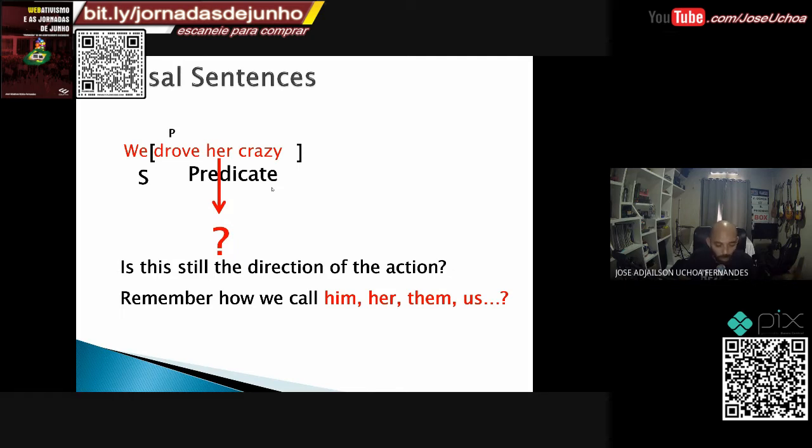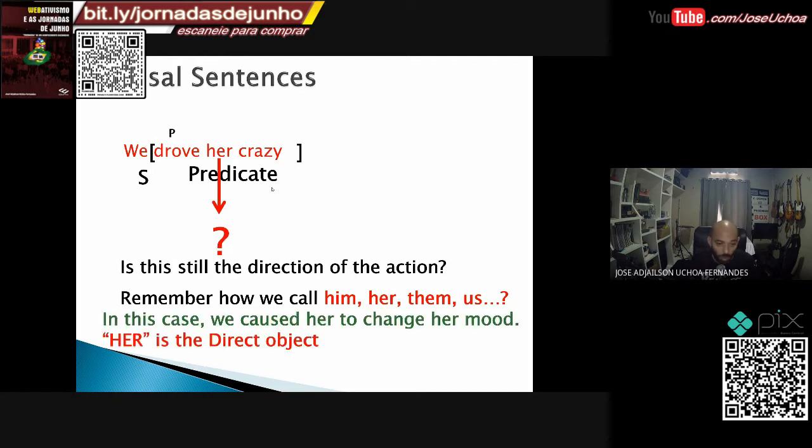So why do you suppose they are called like that? Object pronouns, objective pronouns. Why are they called objective? The word objective reminds us of object. Okay, so in this case, her is playing the role of an object. We caused her to change her mood. So her is the direct object. We acted over her. We drove her crazy.